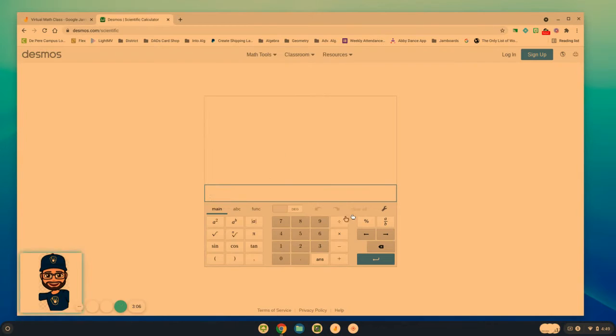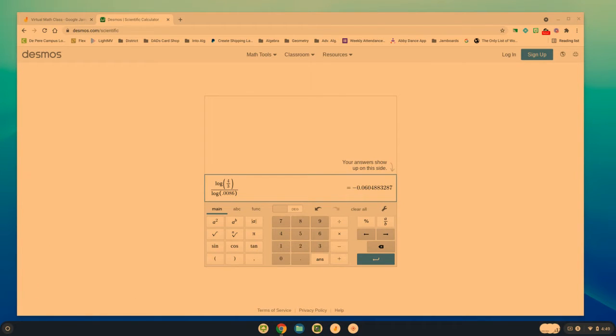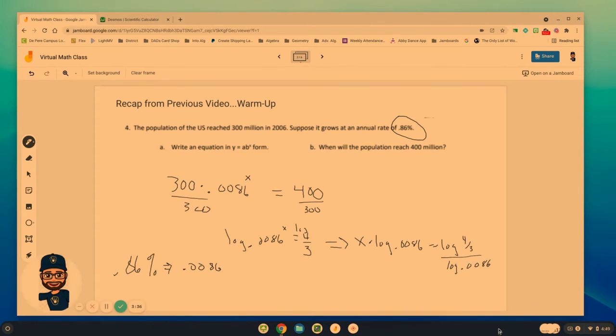So start by inserting your fraction. Log of 4/3 over log of 0.0086. I better put that into parentheses. And you'll notice that we get negative 0.06. Negative 0.06. So something doesn't quite seem right here, does it?